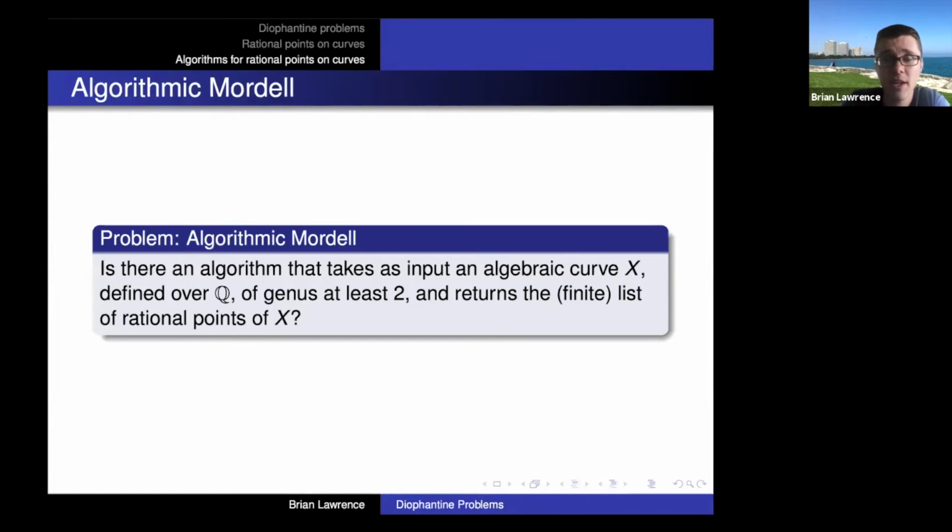And now, with the second half of my talk, I want to discuss the algorithmic Mordell question, which says: if I give you a curve of genus at least 2, we know it has only finitely many rational points. Can you find them? And once you've found them all, can you prove that there aren't any more?